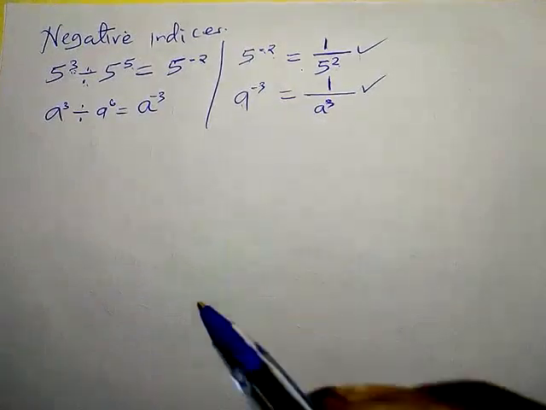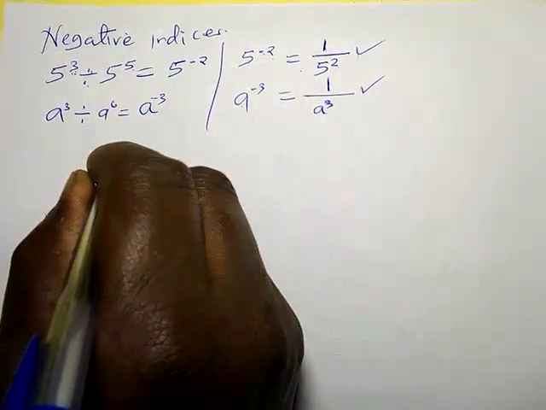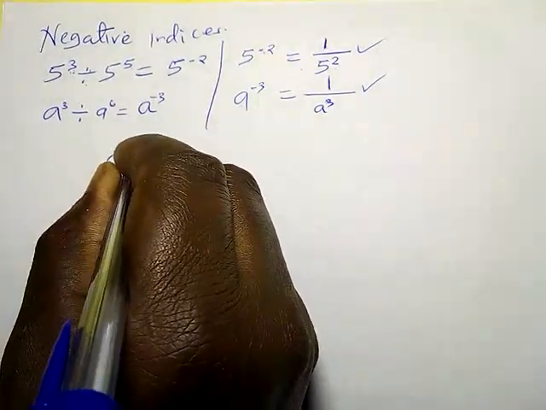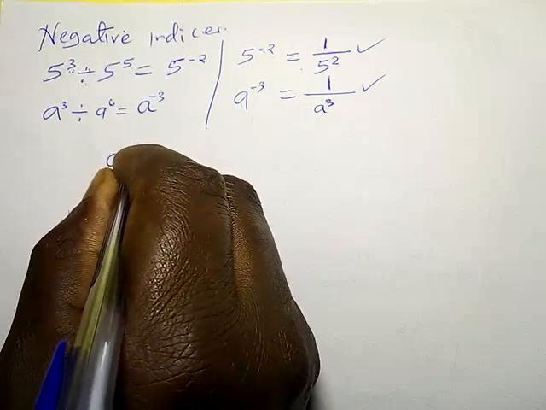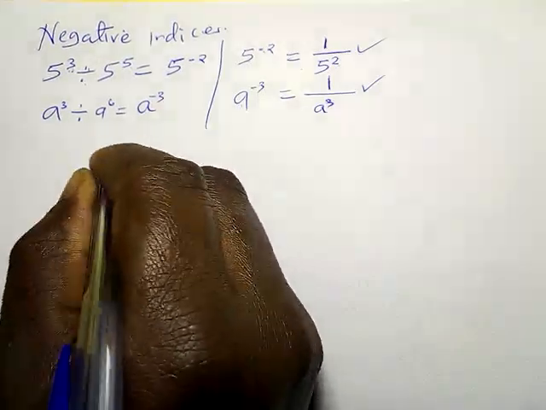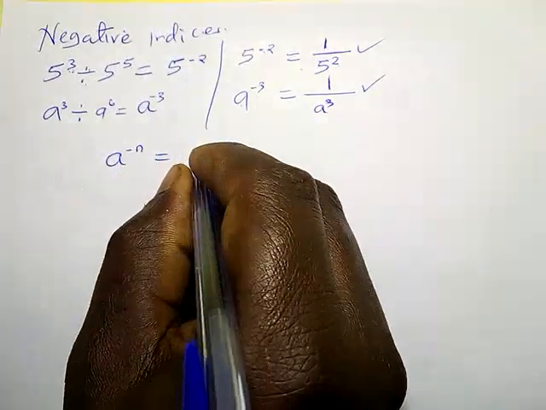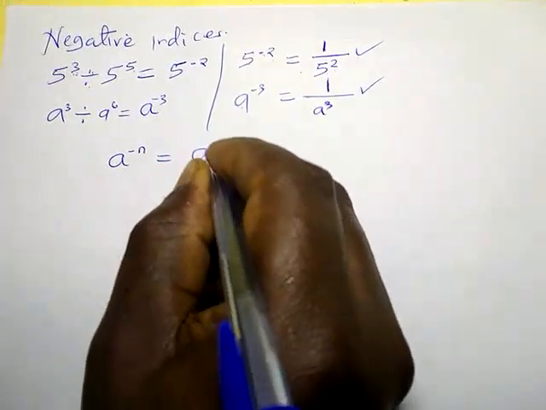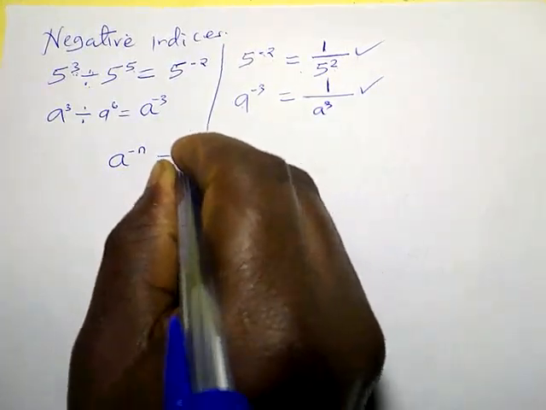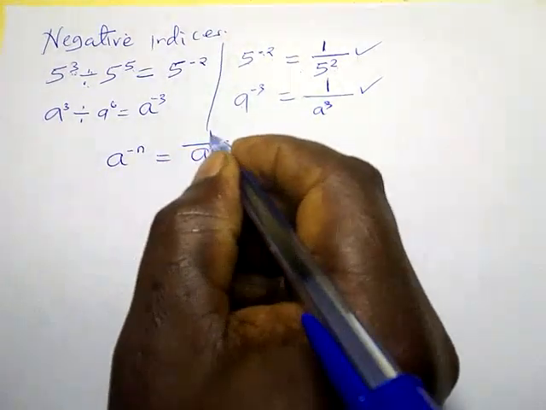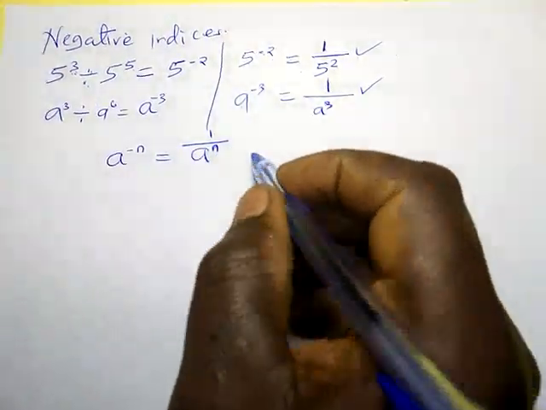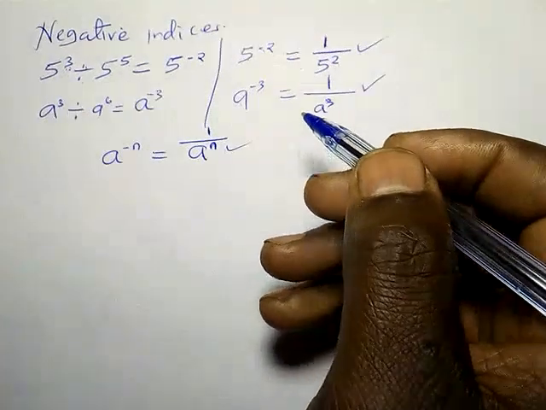The next thing, so it means that generally if I have a raised to power negative n, then the power here is negative. So to change this into positive, it becomes a positive n. But you must always put 1 over. So it is 1 over a raised to power n. That one is positive.